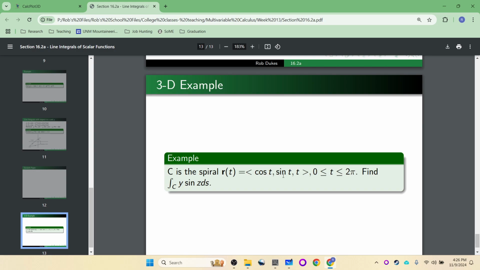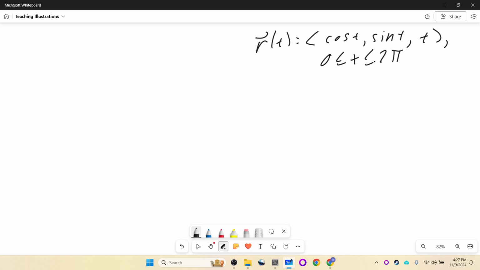C is a spiral, cosine t, sine t, t, where t goes from 0 to 2 pi. So find the integral along C of y sine of z ds. In x, y, this just repeats itself, but z is increasing, so this is an upward spiral. So let's just plug in here. r of t is cosine t, sine t, t. t goes from 0 to 2 pi. r prime of t is negative sine t, cosine t, and 1.